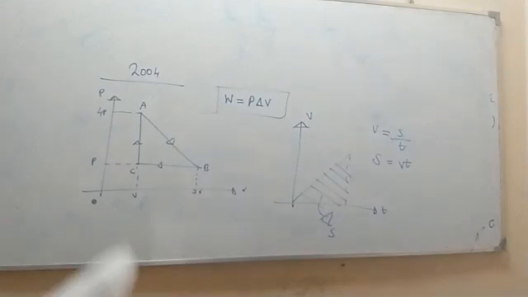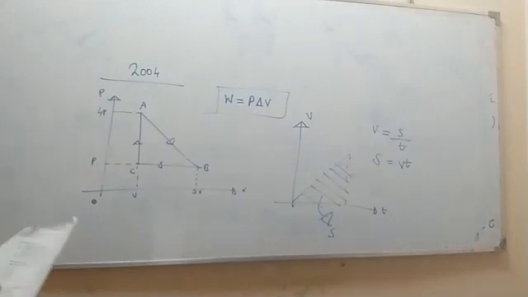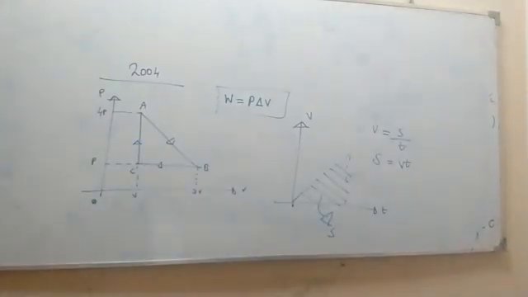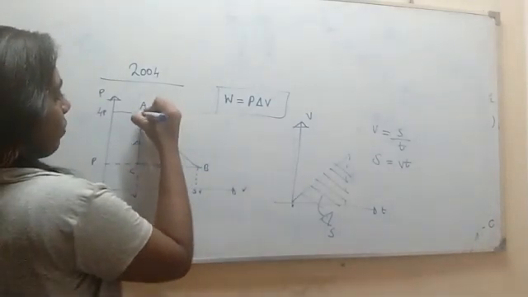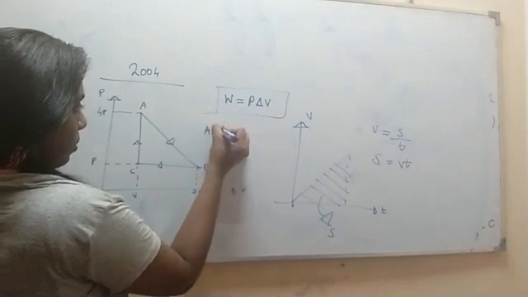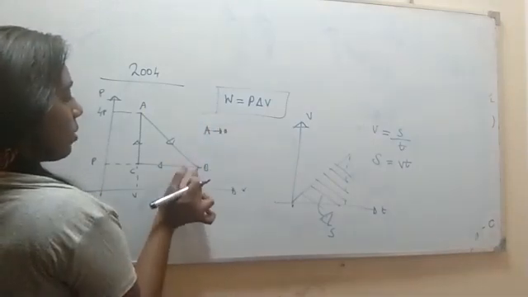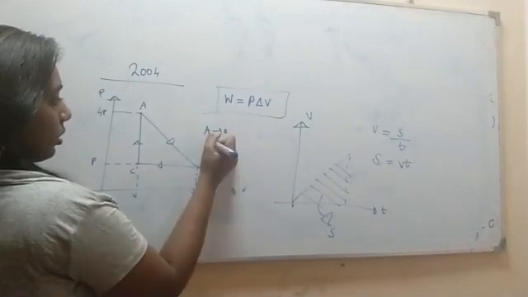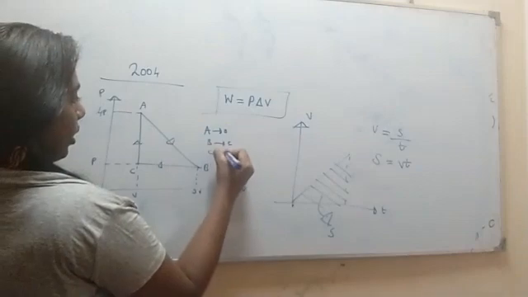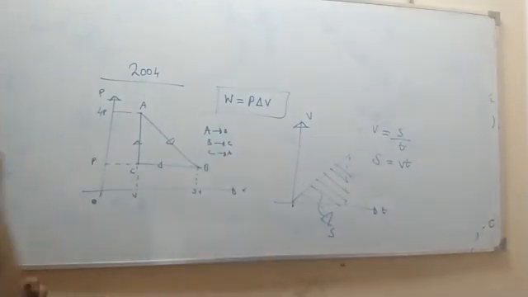The 2004 question is: work done during the cyclic thermodynamic process ABCA indicated in the PV diagram. So they are asking the work done during the cyclic process ABCA. First of all, the gas is moving from A to B. That is one process. Second process, B to C. Then finally, C to A. But they are asking the total work done.